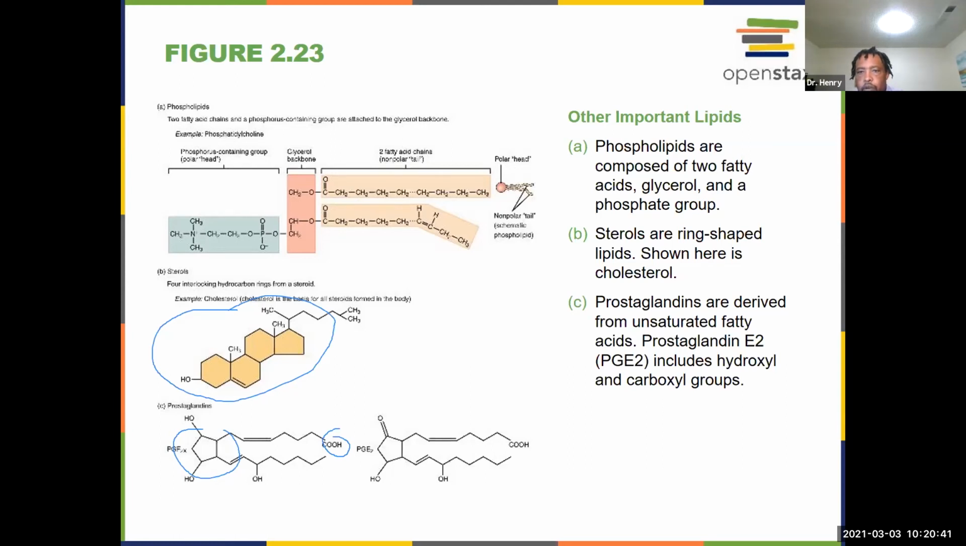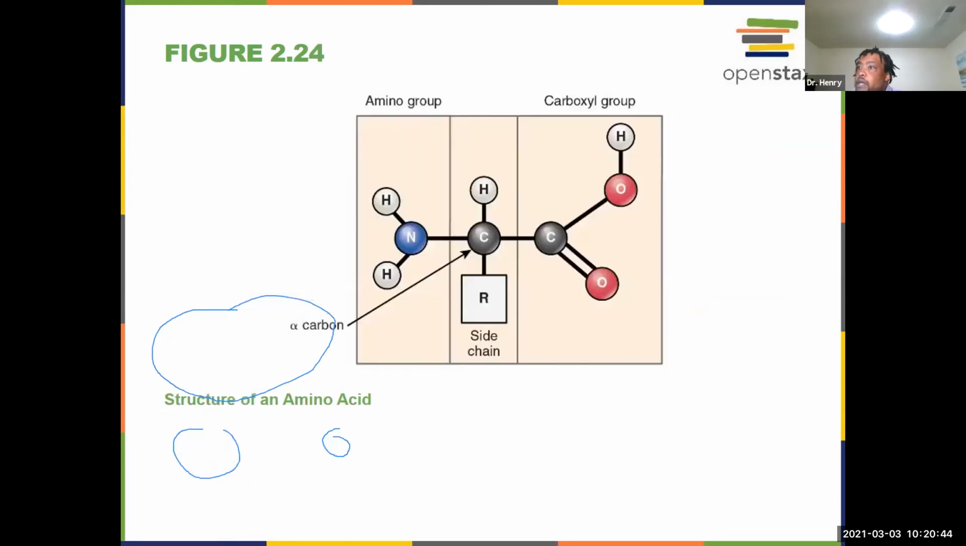And how rigid your membrane will be. Okay. So we have lipids, we have saccharides, and then we have proteins, right? So that's our third building block.